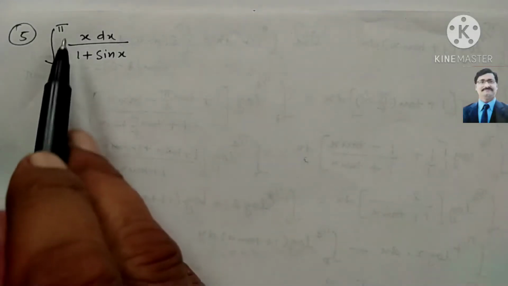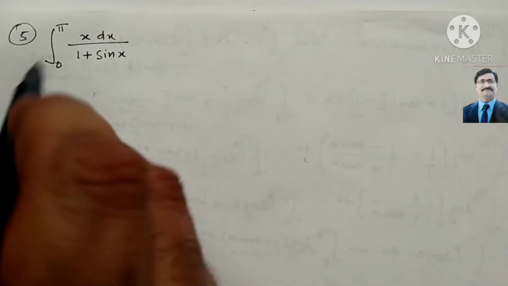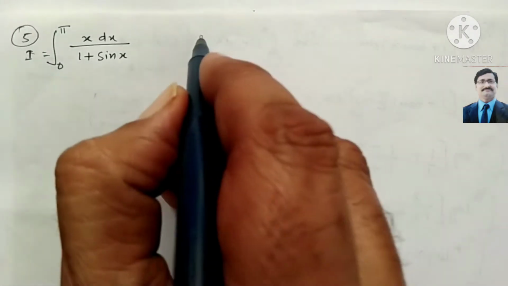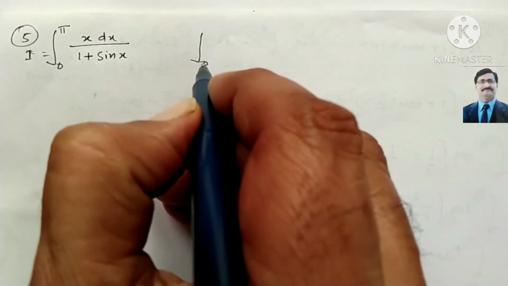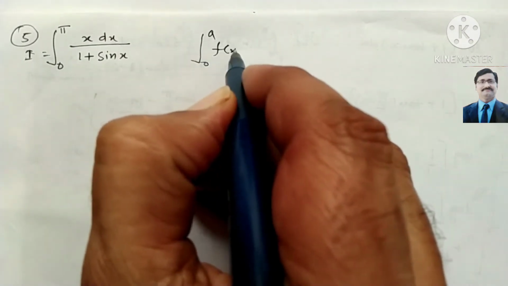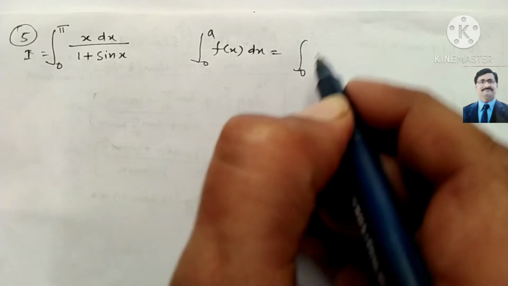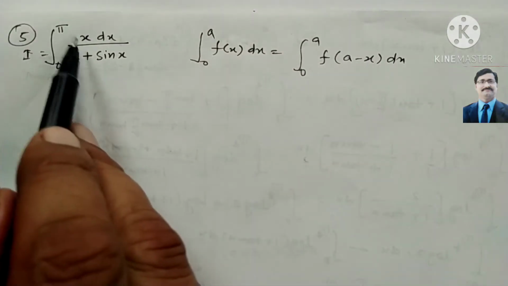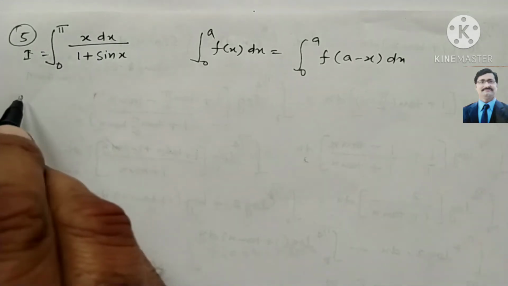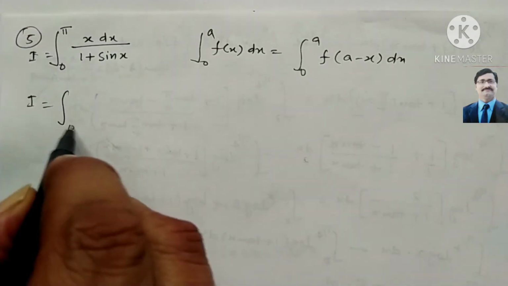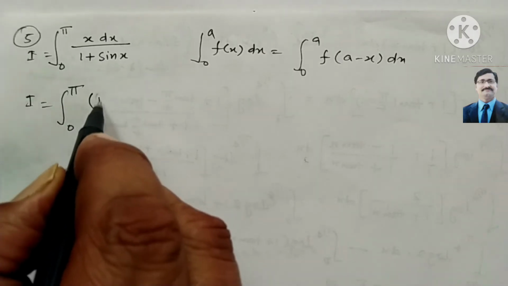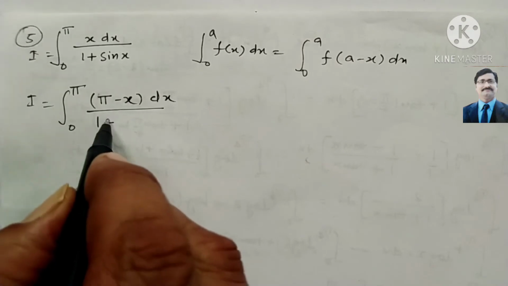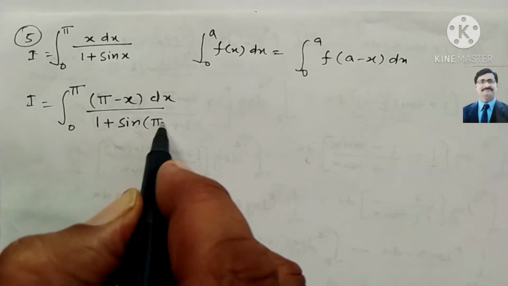Look at this question: the integral from 0 to pi of x dx upon 1 plus sin x, and this we write as I equal to. Here also we use the formula: integral 0 to a of f(x) dx equals integral 0 to a, where in place of x we write a minus x. So here in place of x we have to write pi minus x. Okay, so we will get 0 to pi, in place of x we write pi minus x, dx, and here 1 plus sin(pi minus x).